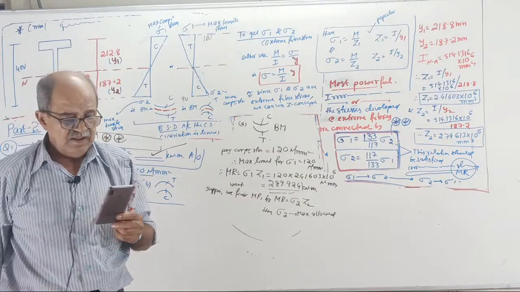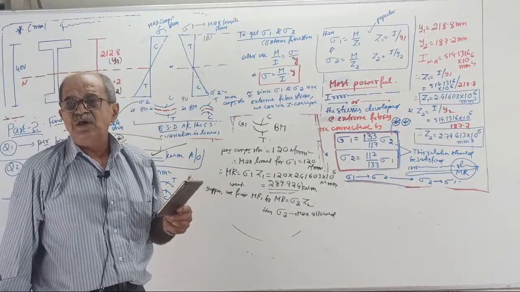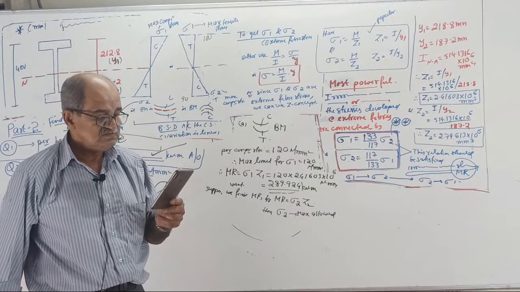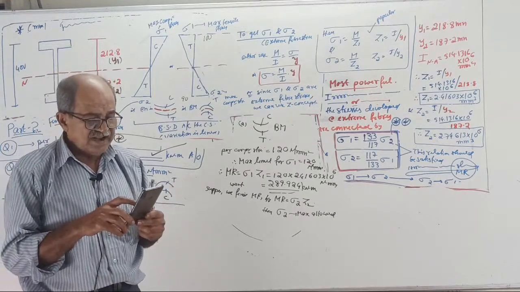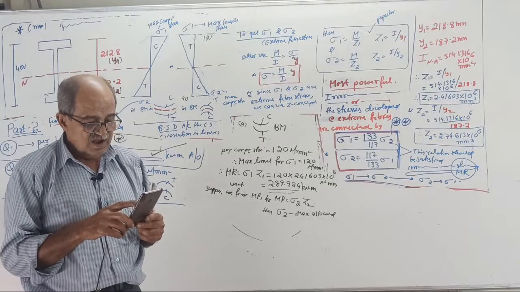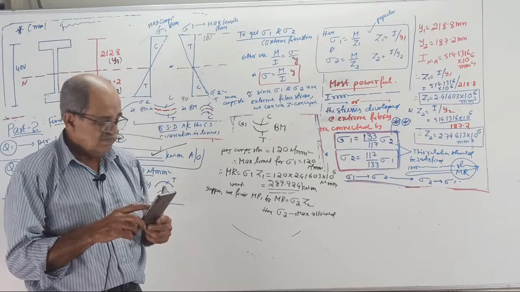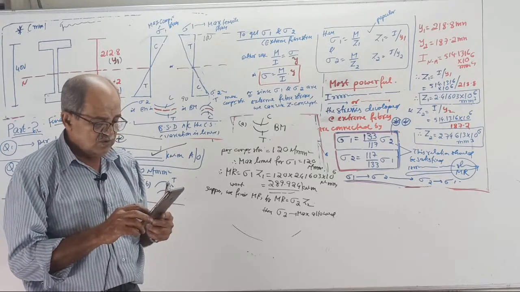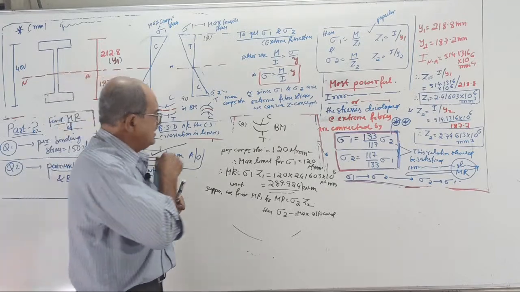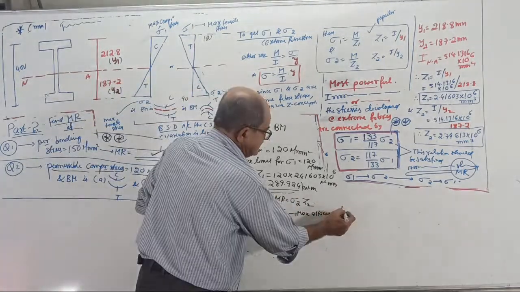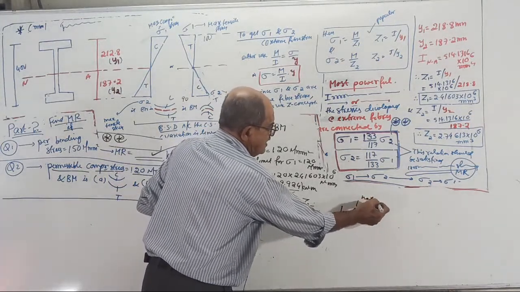This is my difficulty. If you want to find MR by sigma 2 Z2, then the sigma 2 is maximum allowed what? It is the maximum limit for which stress? Tensile stress, maximum allowed tensile stress. Tensile stress, right here, not given.